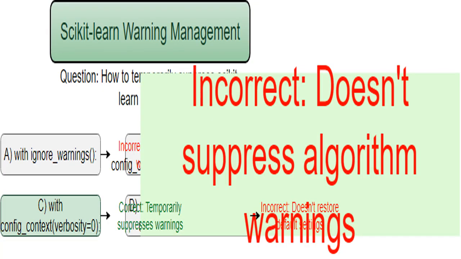Here, we tried using config_context, print_changed_only equals false. That only affects warnings about changing config settings, not the warnings from your machine learning algorithms. It's like trying to mute a barking dog by muting your TV. The dog is still barking.